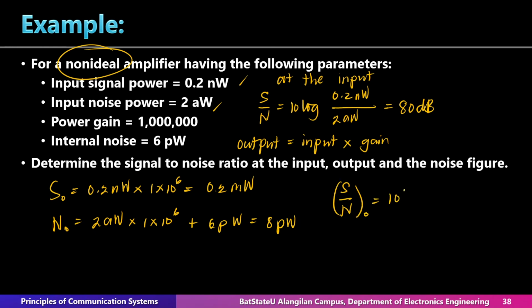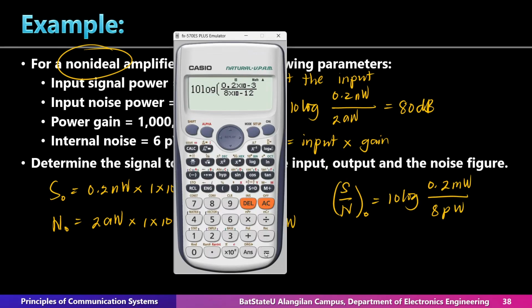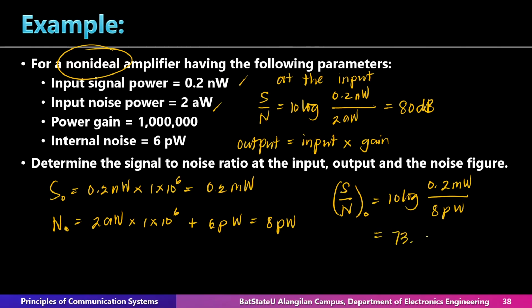So this is 10 log of 0.2 milliwatts divided by 8 picowatts. And the answer is approximately 73.98, so this is 73.98 dB. Okay. So we now have the signal-to-noise ratio at the input and at the output.